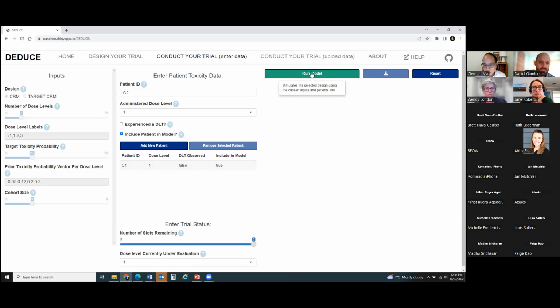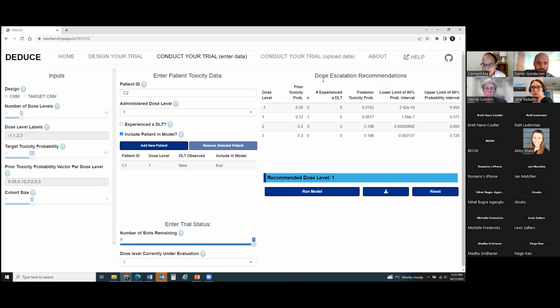And so we could just run this model here. And then this generates the posterior toxicity probabilities for the different dose levels. You can see that here's our 1 patient. They didn't have a DLT. And currently the estimate for the DLT rate is 5%. And the recommendation is actually to enroll the next patient at dose level 1, to stay at the same dose.